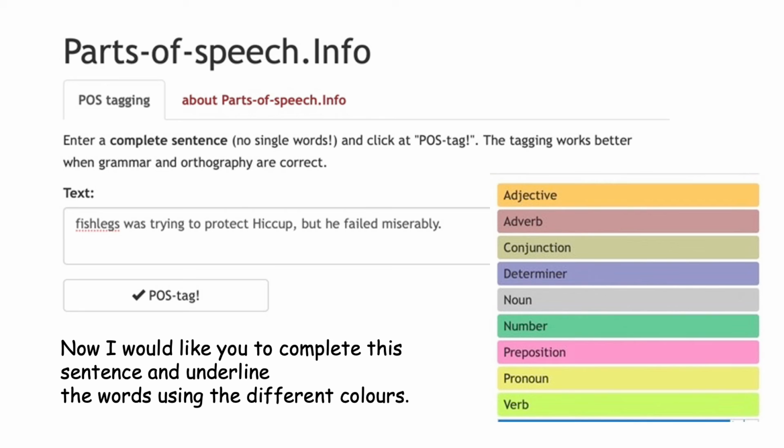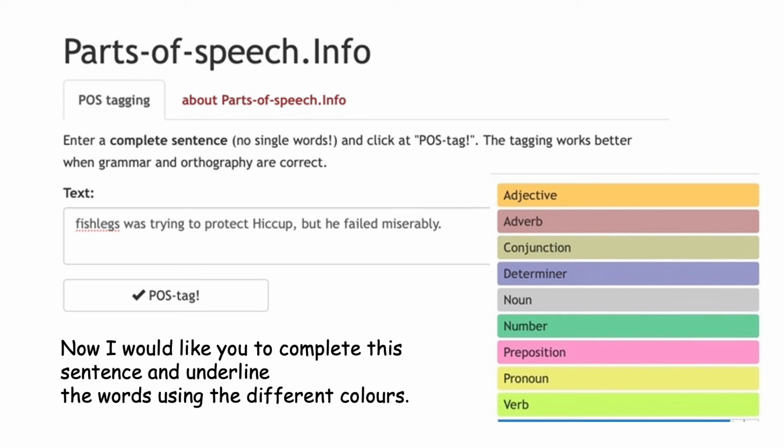Let's have a look at this one. Fishlegs was trying to protect Hiccup, but he failed miserably. Okay, so pause the video and write the sentence down. See if you can underline any of the words using the correct colours. So pause it now and either colour the words in or underline them in the different colours.